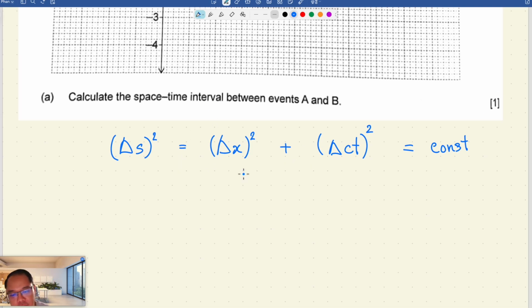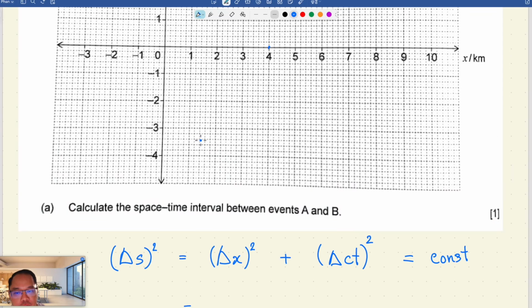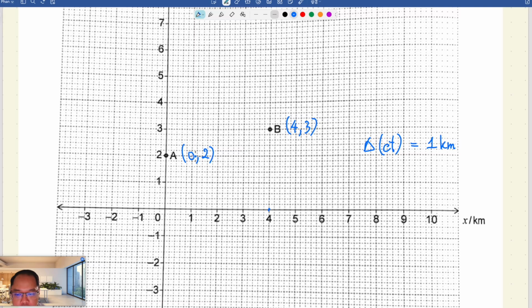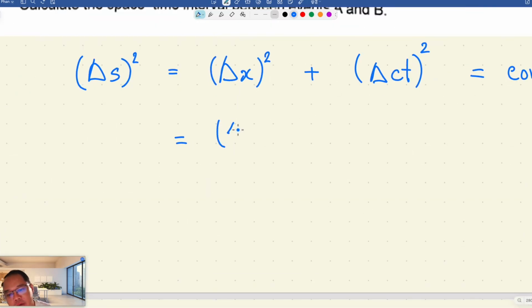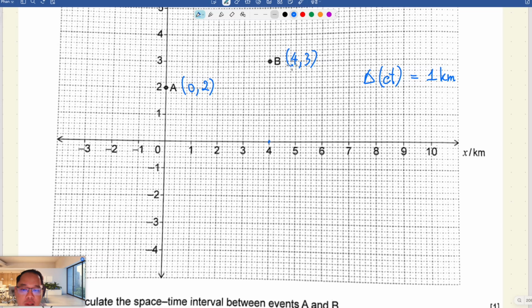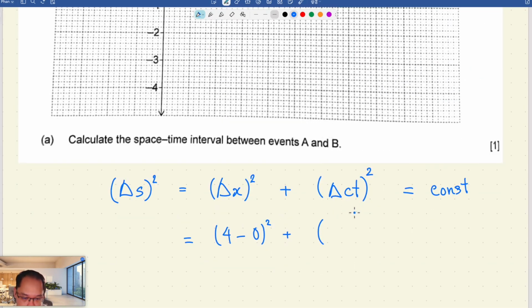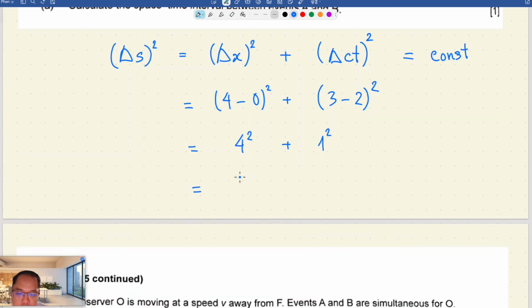Okay. For now, substitute the values in this formula. Delta x, the difference in position, is 4 compared to 0. Let me write that difference, 4 minus 0, and then square. And then the difference in ct, one event occurred at 3 and the other at 2. 3 minus 2, and then all squared. We have here 4 squared and the other 1 squared. So the sum is 17.